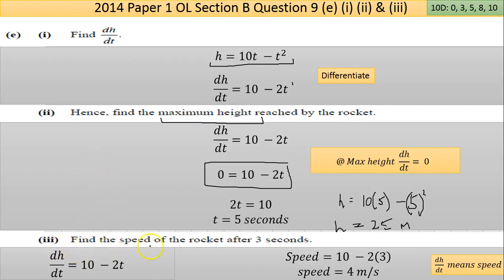Now, part 3 says find the speed of the rocket after 3 seconds. The dh/dt formula is the slope, but the slope in essence references the speed of the rocket. At the maximum point, the speed is 0. The slope is 0. So speed and slope are synonymous in this sense. So I have my slope equation, my speed equation. I'm asked to find it after 3 seconds, so I put 3 in. It's 10 minus 2 times 3, which is 10 minus 6, which is 4 meters per second. Okay, job done.